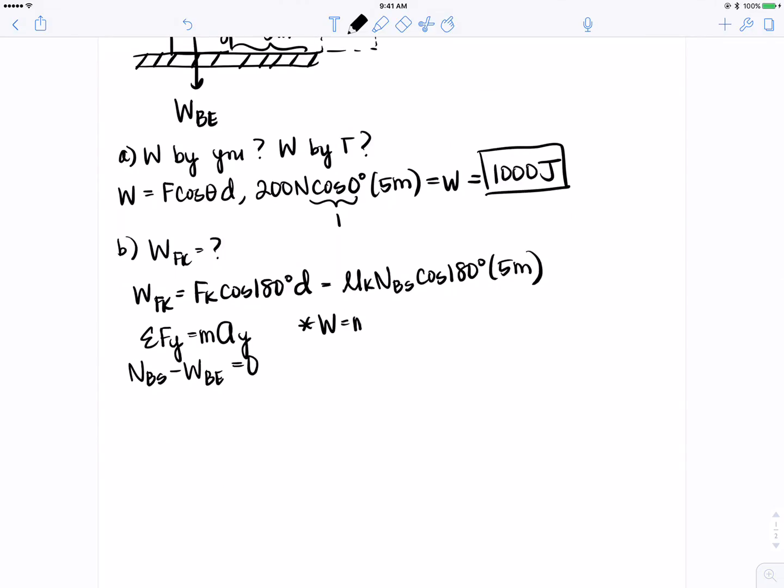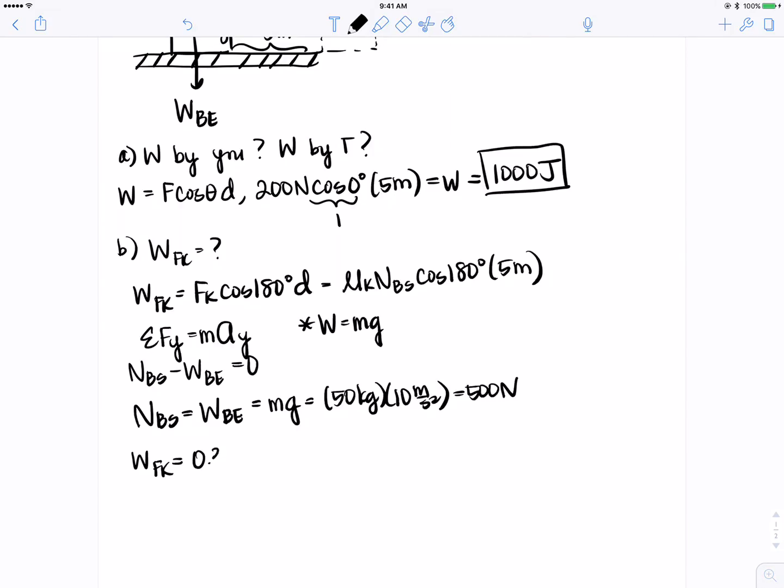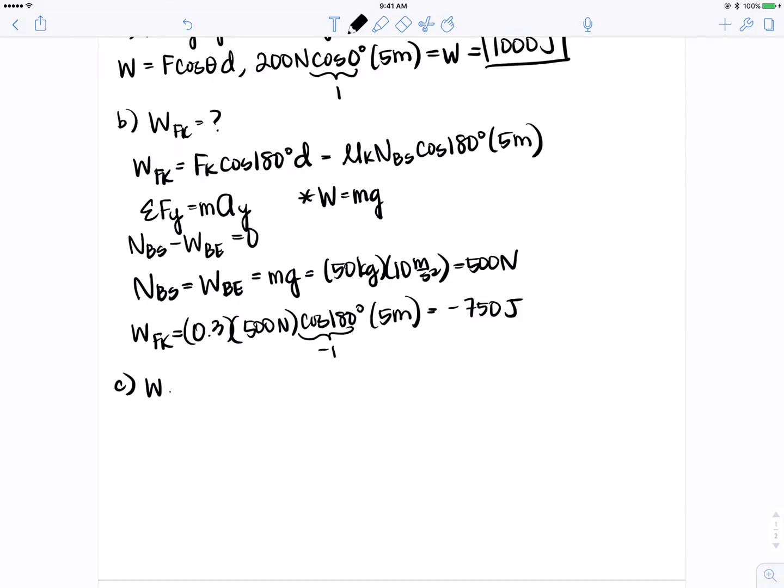Recall that weight is equal to mg, so we have normal force on the box by the surface equal to weight on the box by the earth, which is equal to mg. So 50 kilograms times 10 meters per second squared, or 500 newtons, is the normal. So then the work done by the frictional force is equal to 0.3, which was mu k, times 500 newtons, times cosine of 180, which is -1, times 5 meters. Let's take a second and plug that into our calculator. So 0.3 times 500 times cosine of 180. That's -750 joules.